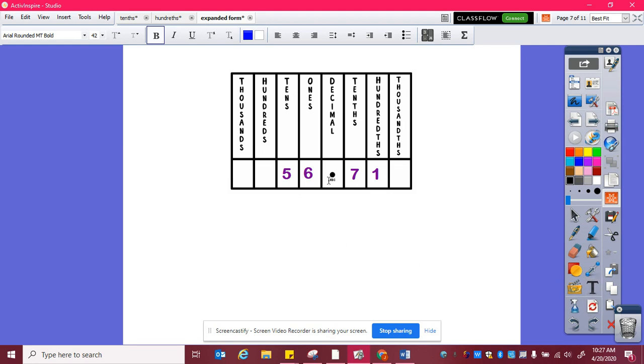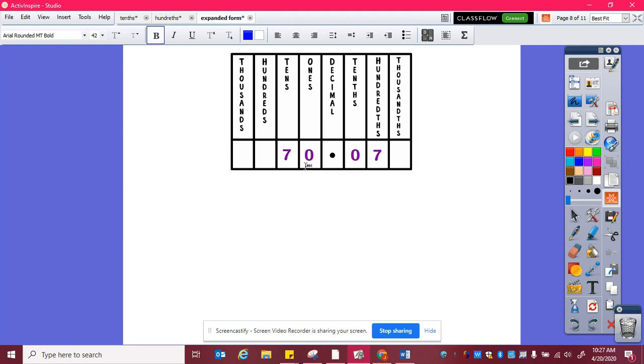Here I have 56 and 71 hundredths. So to write that in expanded form, I need to represent my tens, which is 5, so that's 50, plus my ones, which is 6, plus my tenths, which is 7/10, plus my hundredths, which is 1/100. So 56 and 71 hundredths in expanded form is 50 plus 6 plus 7/10 plus 1/100.